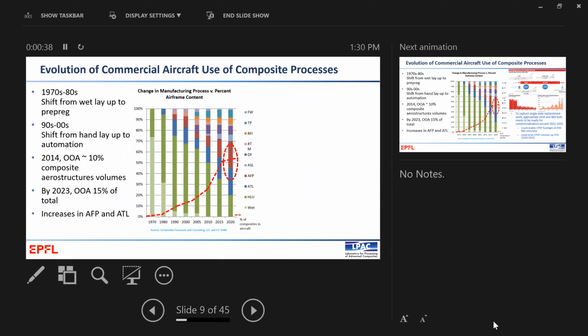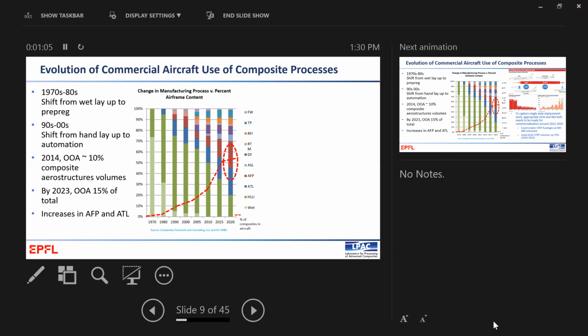And here you can see a change in the processes being used from the 70s and 80s, which was wet layup, then shifting to pre-preg, then going from hand layup to automation, starting to look at out of autoclave processes. You saw that huge chamber. Yeah, that machine is very expensive and the cycle times are very slow. So they're trying to get away from this, and it's a major thrust of composites research.